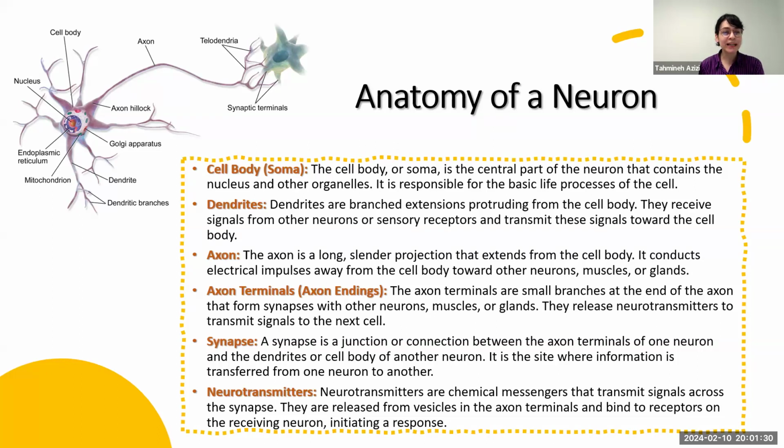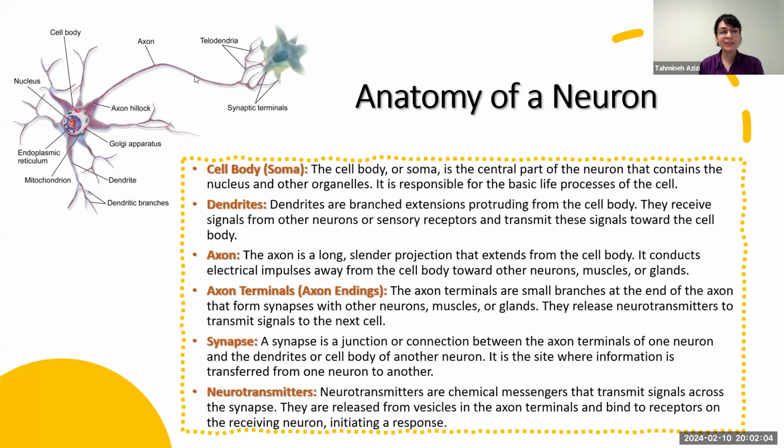Then we can see some branches around this cell body. These are called dendrites. Dendrites are branches protruding from the cell body, and they receive all of these signals and messages from other neurons or any receptors, and they transmit all of these signals to the cell body and then to the other parts of the cell.